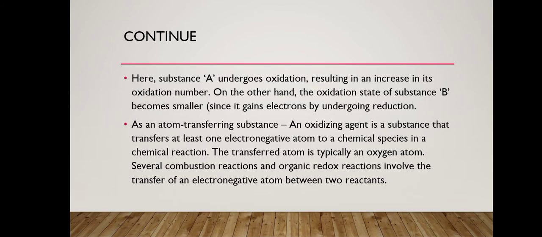As an atom transferring substance, an oxidizing agent is a substance that transfers at least one electronegative atom to a chemical species in a chemical reaction. The transferred atom is typically an oxygen atom. Several combustion reactions and organic redox reactions involve the transfer of an electronegative atom between two reactants.